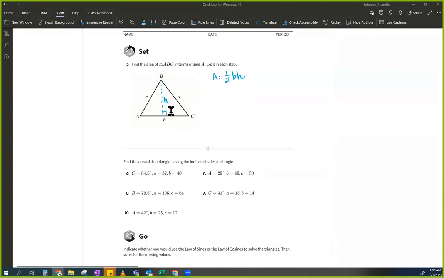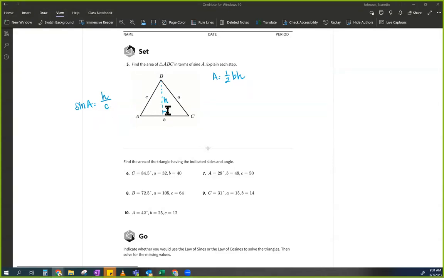Yeah, SOHCAHTOA. What is sine of A equal to in this triangle? Very good. It's H over B. Oh, sorry, not B. It's H over C. So opposite over hypotenuse, which would be C in this case. That makes sense.